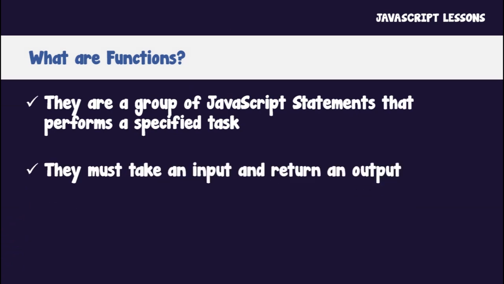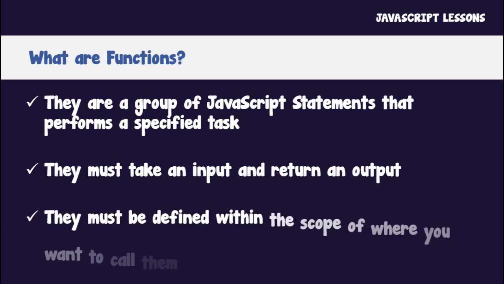So functions take an input and then they give out an output. They are made to do a particular thing. They might take in a particular value, work with it, and produce a particular output.